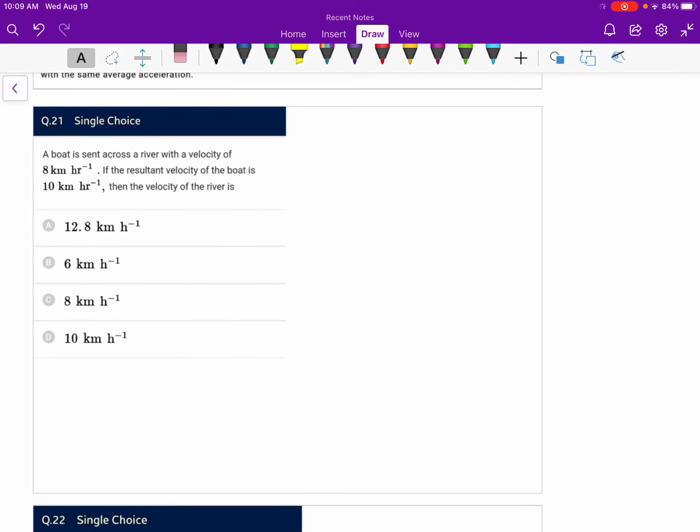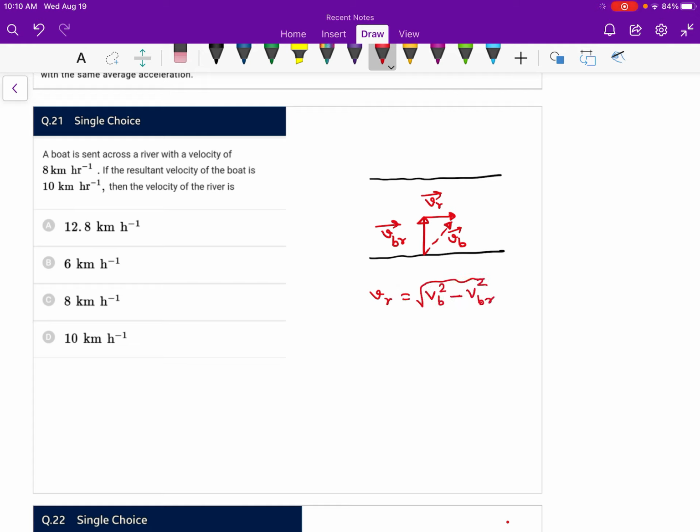A boat is sent across a river. Across a river means at 90 degrees to the flow, with velocity 8 km per hour. So the velocity of the boat relative to the river is 8 km per hour across the river, the velocity of the river is VR, and this is the net velocity VB. We have to find VR. So VR is the square root of VB square minus VBR square, that is root of 10 square minus 8 square, which is 6 km per hour. So B is the correct option.